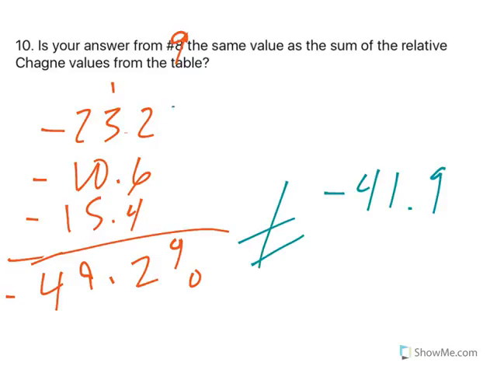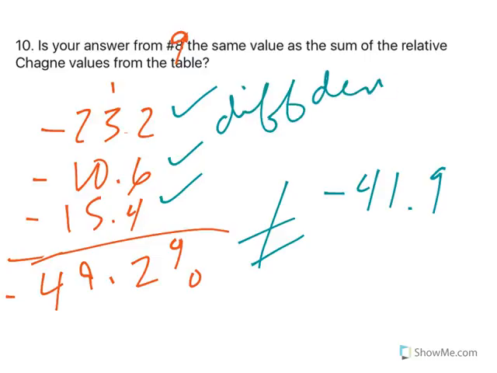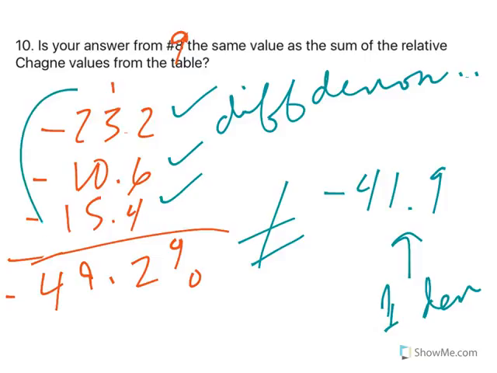Because if you think about it, each one of these was calculated with a different denominator. And this just had one denominator. So you can't really compare them. It's like comparing apples to oranges. It just doesn't work. You've got totally different data sets here. These are all individual, and you can't put them together and expect it to be the same information because relative change is based off of the value of the reference or the old value.